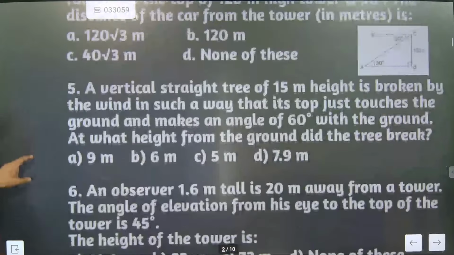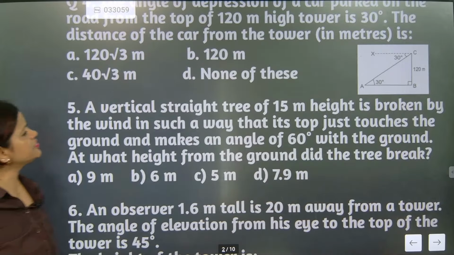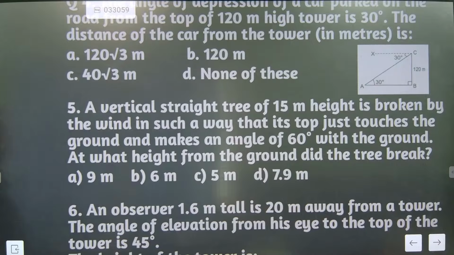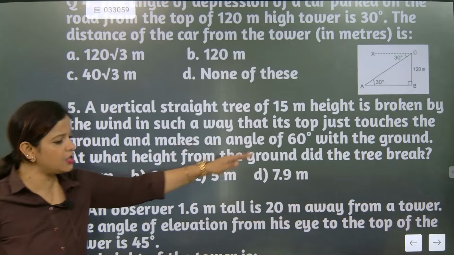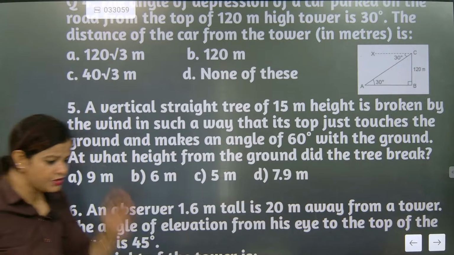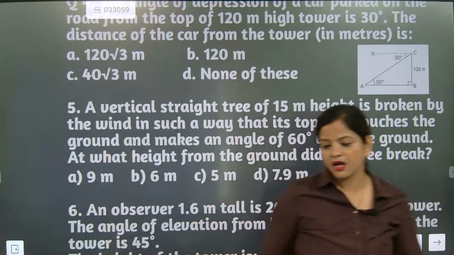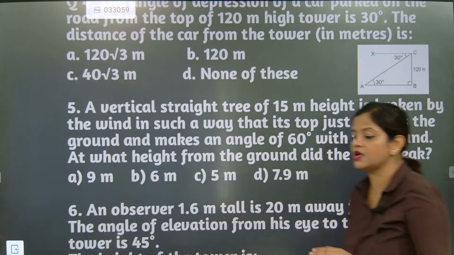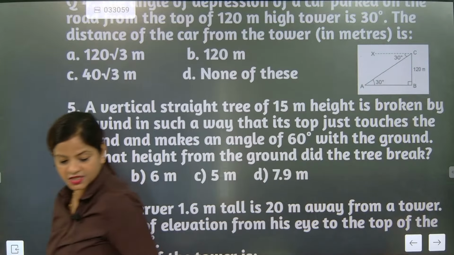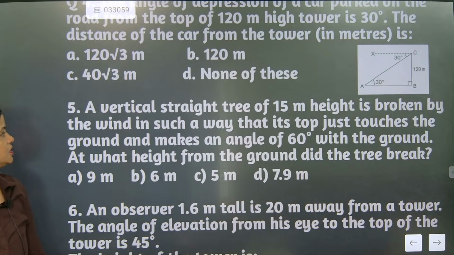The next question is, go for this one. A vertical straight tree of this much height is broken by the wind in such a way that its top just touches the ground and makes an angle of 60 degrees. Come on, this you need to understand. Let's see who will solve the question first. Go for it fast. Fifth question, try.